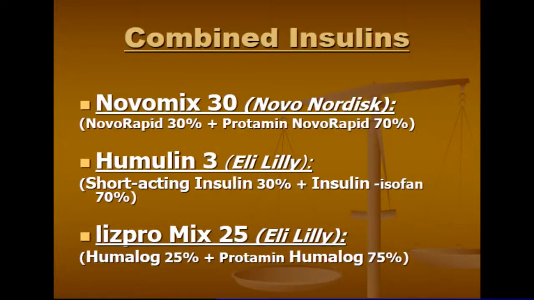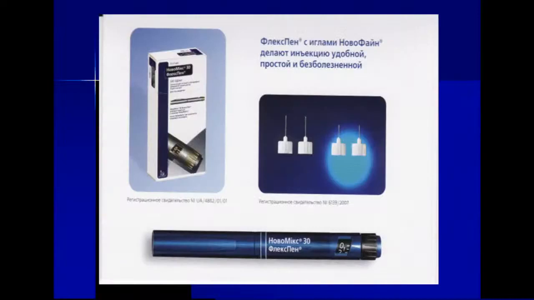Very rare, used usually for adults. Combined insulins: Novomix 30. This insulin includes NovoRapid 30% and protamine NovoRapid 70%. Humulin M3: short-acting insulin 30% and insulin isophane 70%. And the last one, Lispromix 25: Humalog 25% and protaphane Humalog 75%. It's Novomix 30 FlexPen.